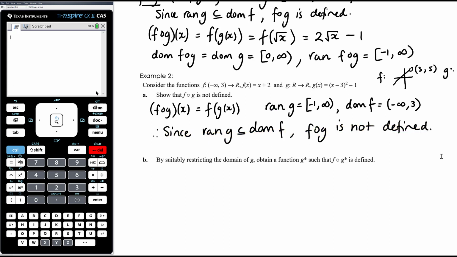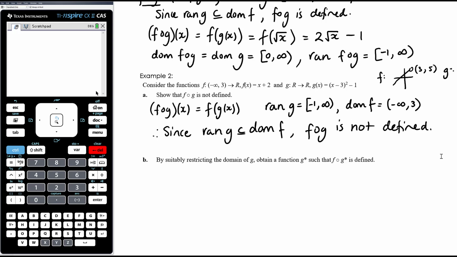Okay, so then part B, this is quite a common kind of question. By suitably restricting the domain of G, obtain a new function, G star, so just a modified version of G with a restricted domain, such that f of G star is defined. Okay, so f of G is not defined because the range of G is too big to fit into the domain of f, okay?